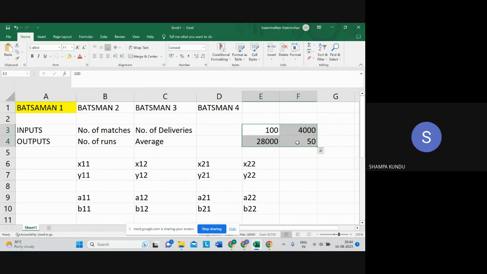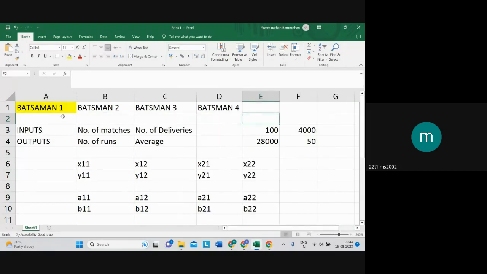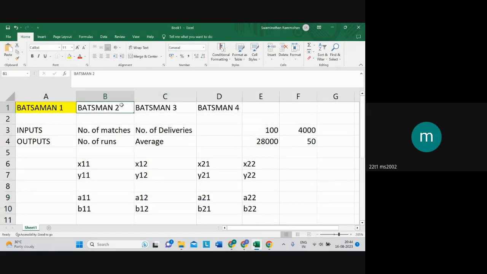And X21, X22: you will have another set of inputs and outputs for the second batsman. This is for the first batsman. Similarly, you will have something for the second batsman, third batsman, fourth batsman, and so on. And the process that I repeated is, first you calculate the efficiency of batsman 1. And for whatever weights you have got for batsman 1, you take the same weights, and with these weights you are assessing batsman 2. Is batsman 2 relatively efficient with respect to batsman 1? That is what you are trying to compute. If his efficiency is coming to be 1, then batsman 2 is relatively efficient.